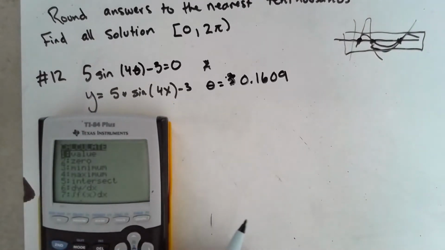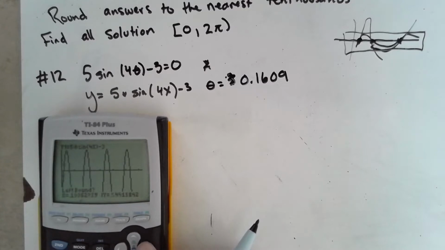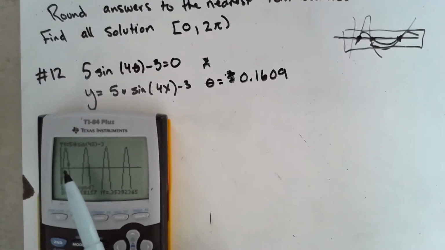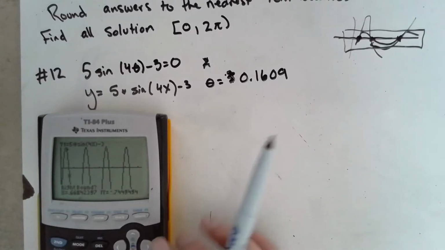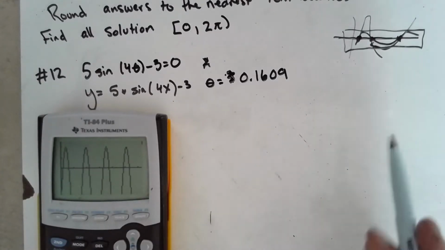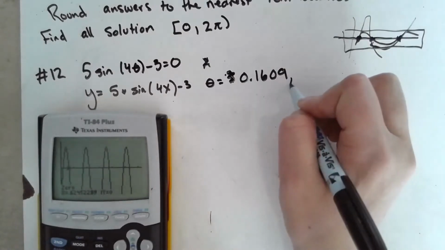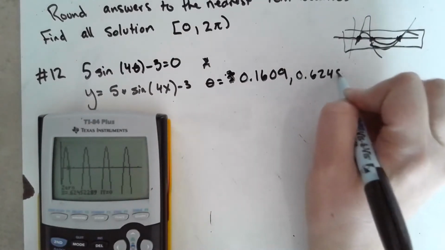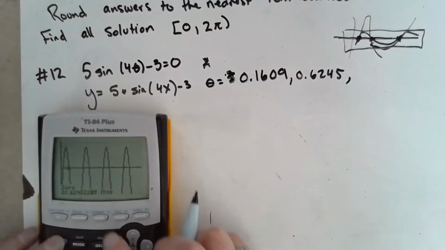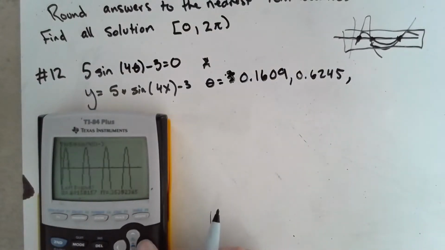Okay, so then I'm going to do that again. Second, calculate, 0, move my spider. Now my spider is to the left or slightly above this next 0, and then I move it to the right or below, and hit enter. My next answer is 0.6245.